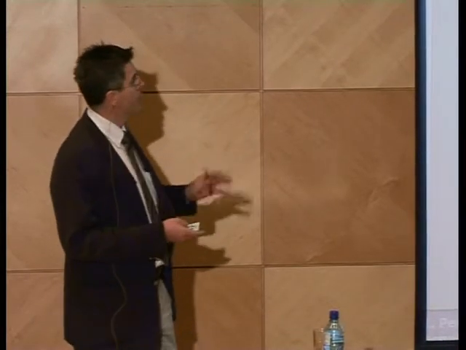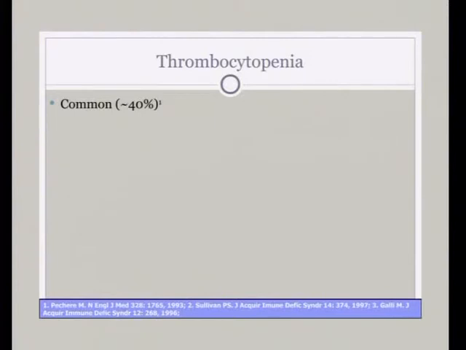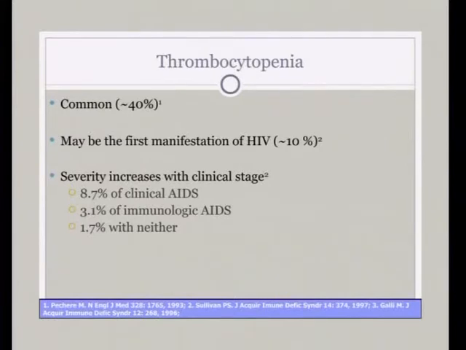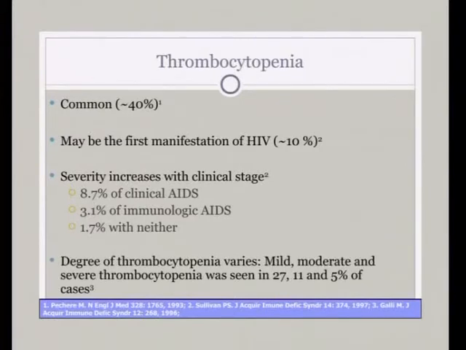Now we're moving on to platelets. We know that thrombocytopenia is common, up to 40%, maybe the first manifestation of HIV in up to 10% of patients. And the severity also increases with stage. 8.7% of people with clinical AIDS will be afflicted. The degree varies with mild, more prevalent, and that's typical of HIV. It's usually a mild thrombocytopenia if it's not immune thrombocytopenic purpura.